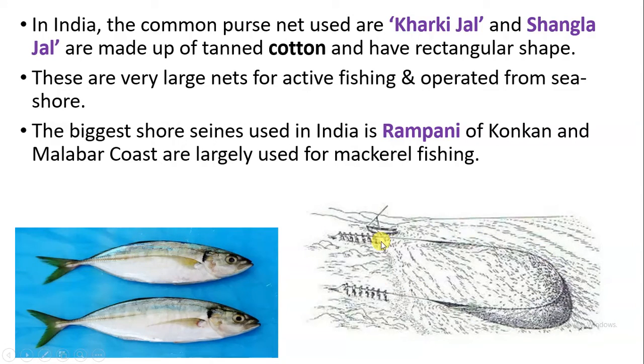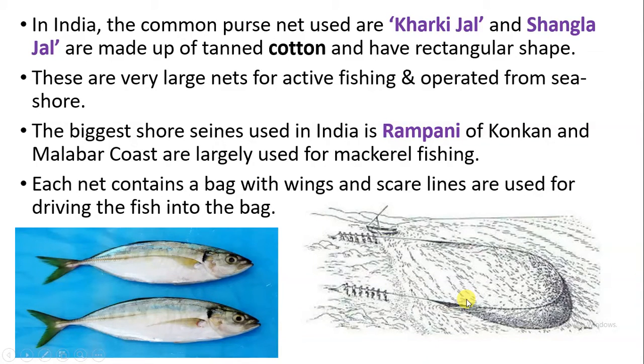So it also gives the shape of a purse, and this Rampani, which is used in the Konkan and Malabar coast, is mostly used for capturing mackerel. Here there are some fishermen holding the strings of the net and capturing the mackerel fish. Each net contains a bag with wings, and there are scare lines which are used to drive the fish into the bag.